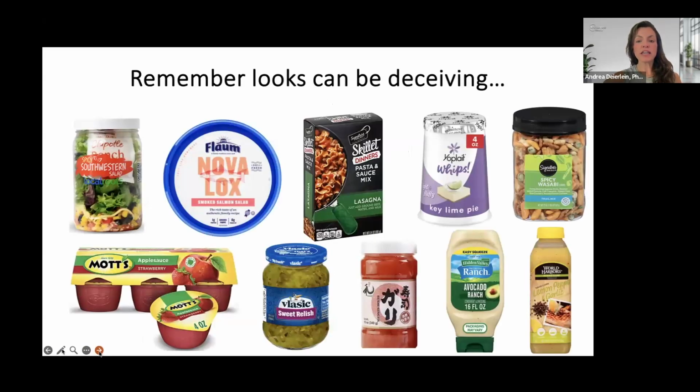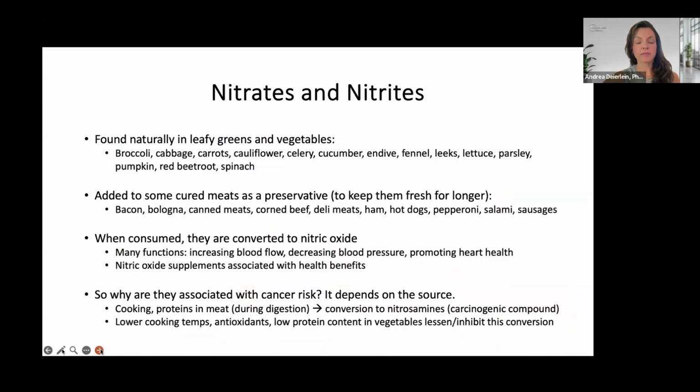Again, this is highlighting that we do need to look at the ingredient list, because looks can be deceiving. All of these products have colors added to them. We might not think necessarily that smoked salmon salad has red 3 added to it, or that the sweet relish has a green color added to it as well. So it's important to look at the ingredients and maybe not make a snap decision just based on the actual product.